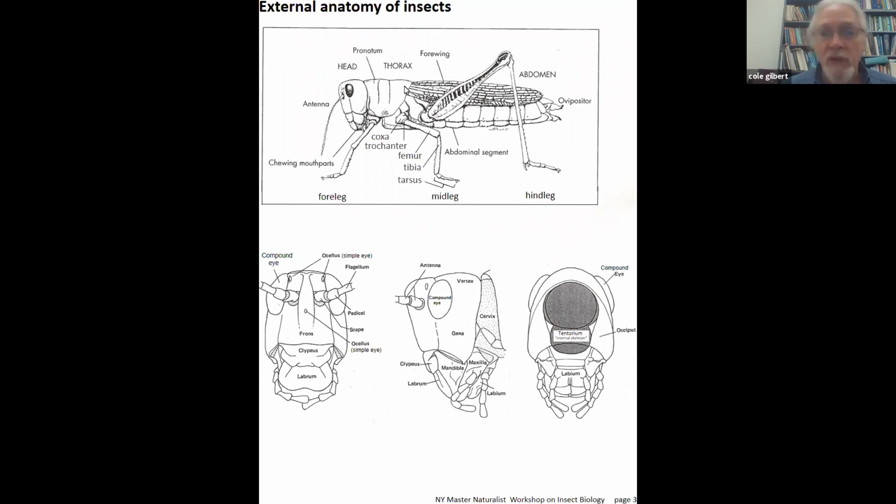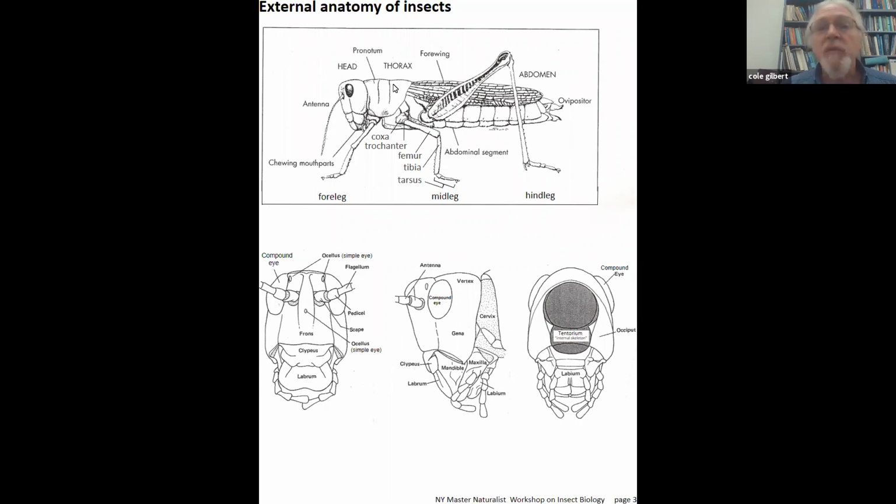And there are even some adults that don't have wings, like fleas or lice. They're external parasites of mammals or birds, and they pretty much stay with their host, and they don't need any wings to fly around. So evolutionarily, they've lost them. But where the wings are present, they're going to be on the thorax, the second and third thoracic segment.